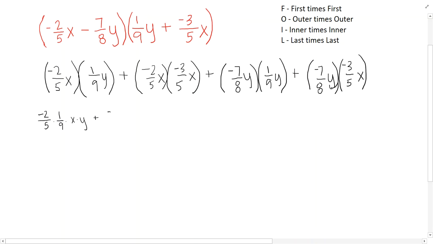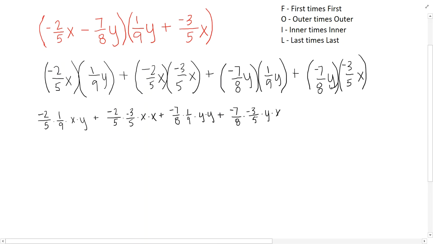And then we'll have -2/5 times -3/5 times x, then -7/8 times 1/9 times y, and then the last section, -7/8 times -3/5 times y times x. And we didn't have to write this step, but I wanted to make sure it's clear how we can multiply these things together.